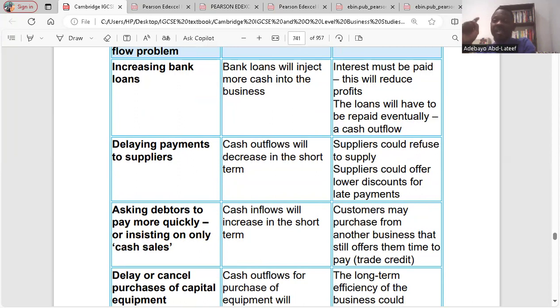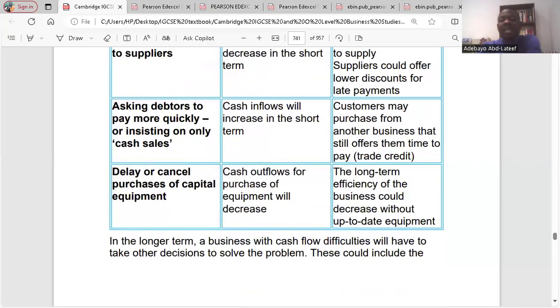Another point is that you won't be able to enjoy cash discounts, which you are supposed to get from paying earlier. Do you get the second point there? The third point, asking debtors to pay more quickly or insisting on only cash sales. This will increase your cash flow in the short term. But customers might buy from other suppliers who offer credit sales. Do you get it? The last one, delay or cancel purchase of capital equipment.